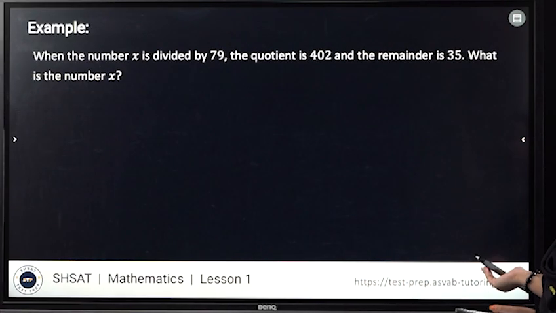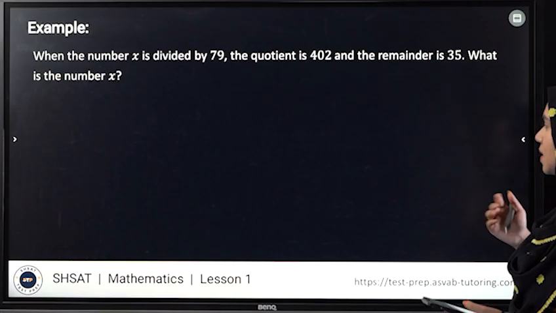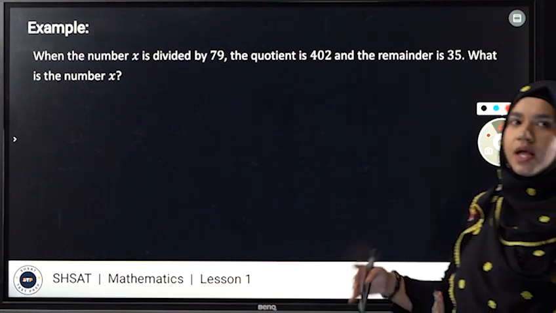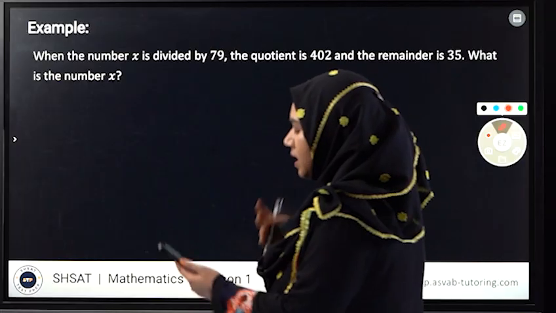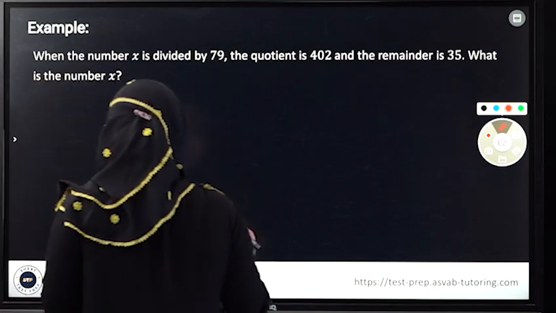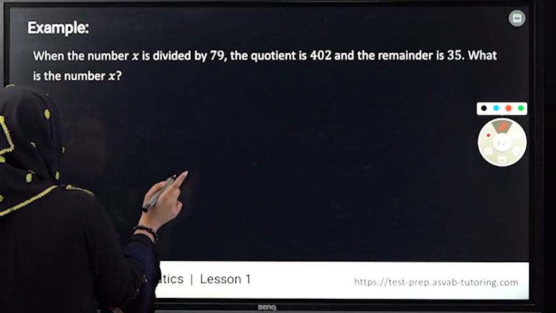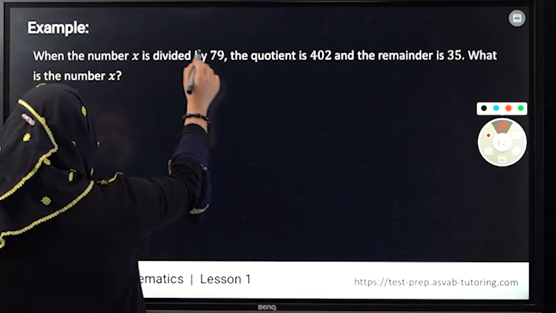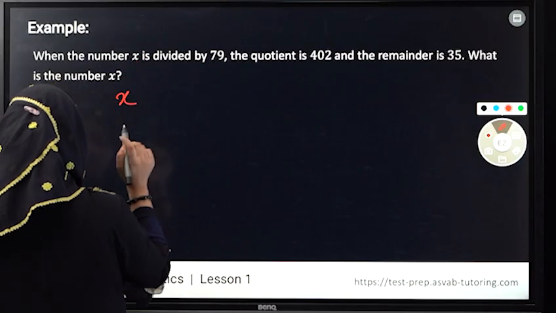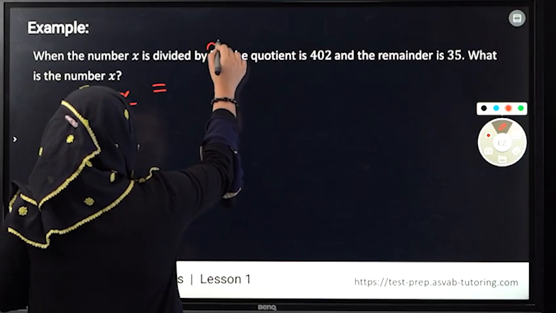When the number x is divided by 79, the quotient is 42, the remainder is 35. What is the number x? This is quite to the point because we don't have any cartons or cans to think about. It's totally a math type question. Whenever you see an equation like this, there's a format, okay? When the number x is divided by 79, so x being divided should be on one side, equals is divided by what? 79, right?